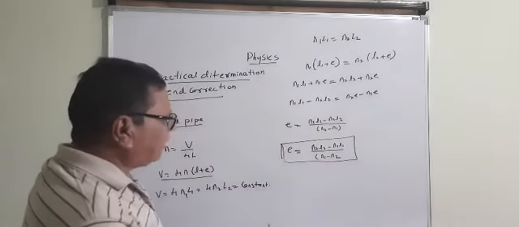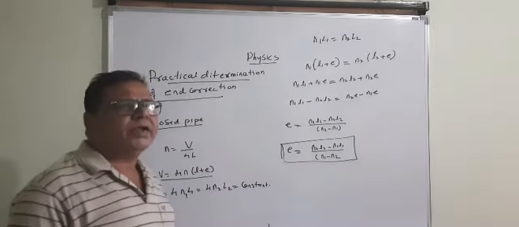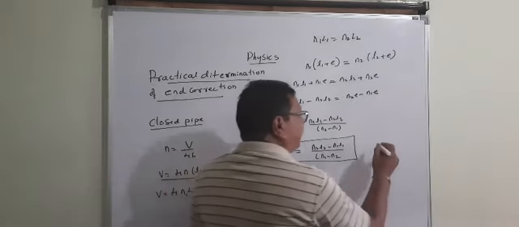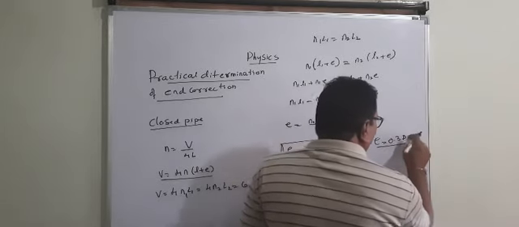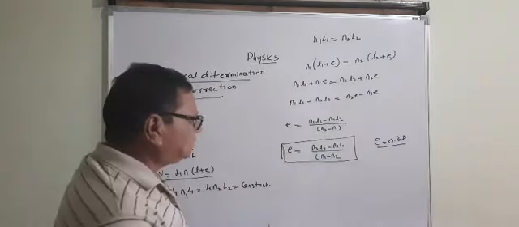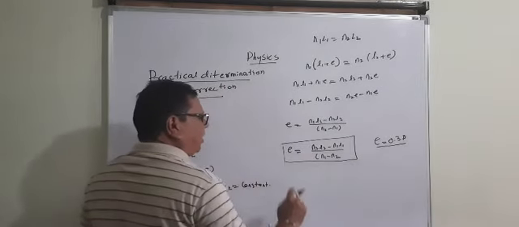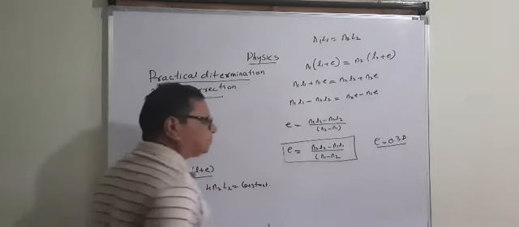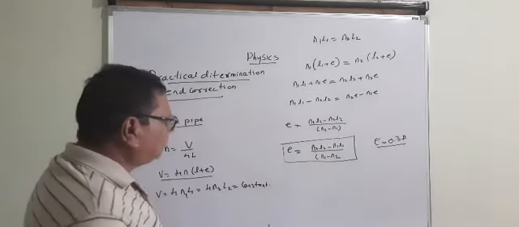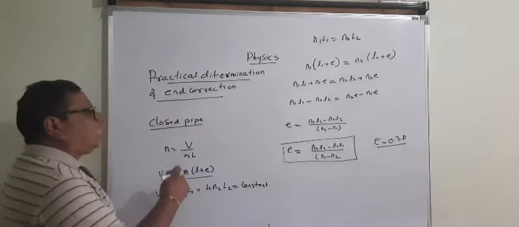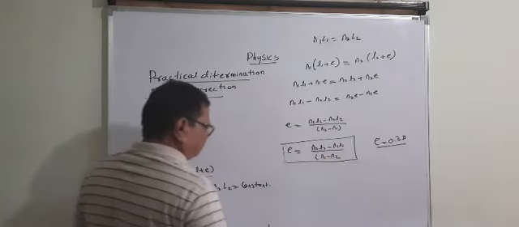So by this expression, we can determine the end correction without measuring the diameter of the tube. End correction can be determined by measuring the diameter of the tube, but in this case, without measuring the diameter, we can determine the end correction, or we have eliminated the diameter of the tube. So for the closed pipe, end correction is given by E is equal to N2 L2 minus N1 L1 divided by N1 minus N2.